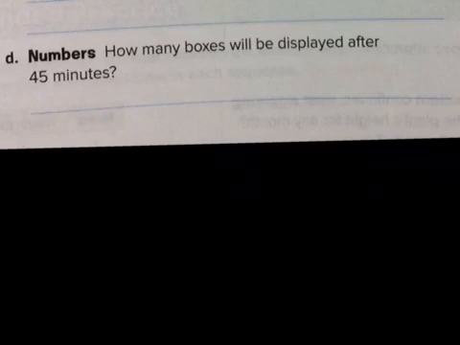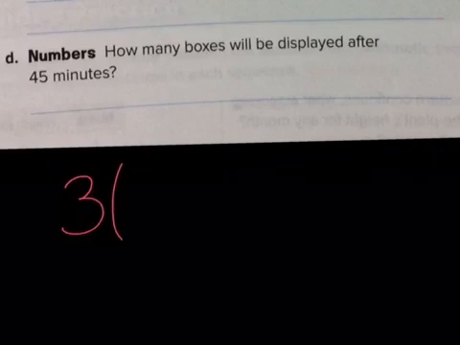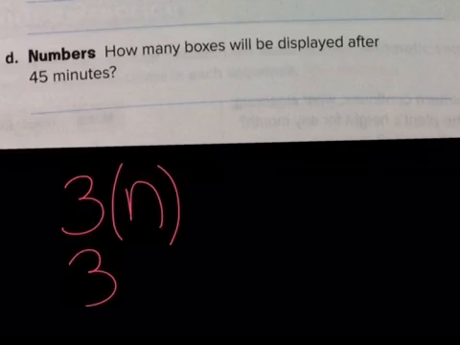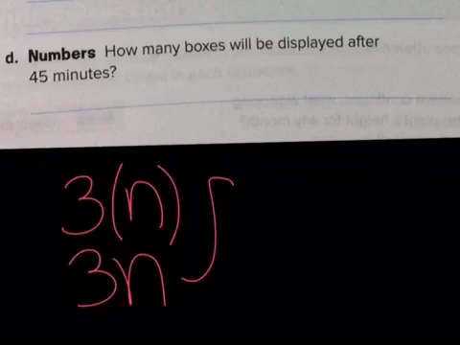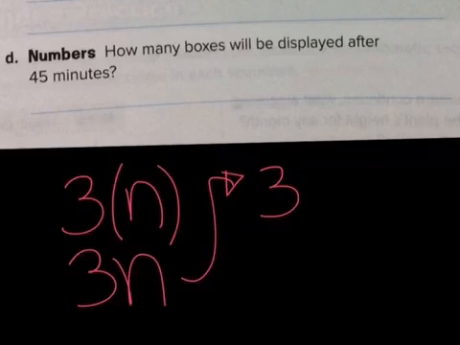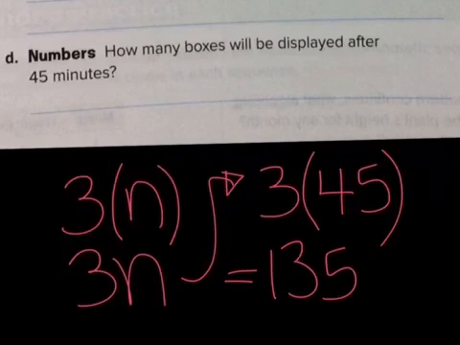And finally, D. How many boxes will be displayed after 45 minutes? Each minute is 3. So we're going to write our rule of 3 minutes times n, right? Or we can just simply write it 3n. I just like to show that this is a multiplication. But it's 3n, we can write it. And when I replace the variable, okay, I'm going to have 3 for every 45. Okay, 3 for every minute in 45. And when I multiply those two, I get 135. So how many boxes will be displayed after 45 minutes?